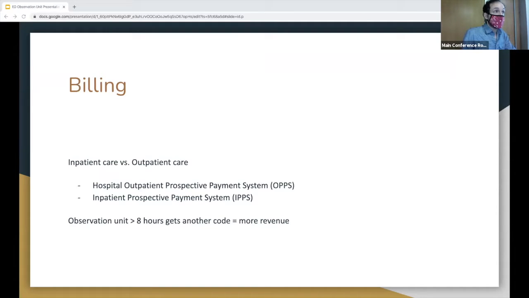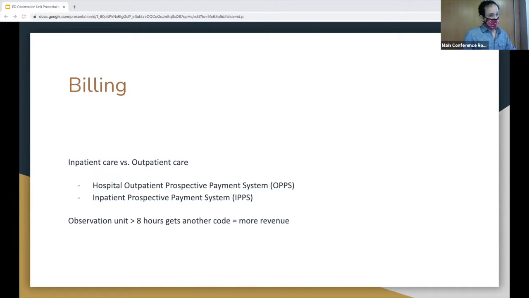The other thing to keep in mind is that for patients that require placement in long-term facilities, there's a rule that they need to be in an inpatient hospital stay for 3 midnights to be placed in a skilled nursing facility, and the observation status does not count towards those days.